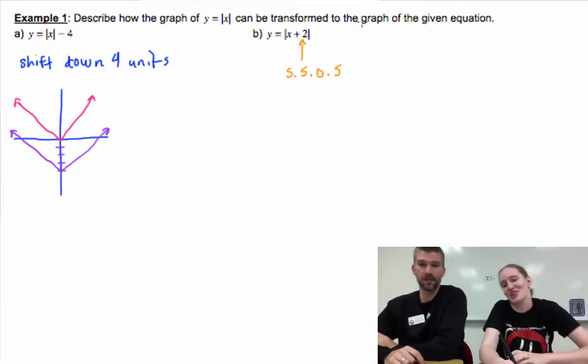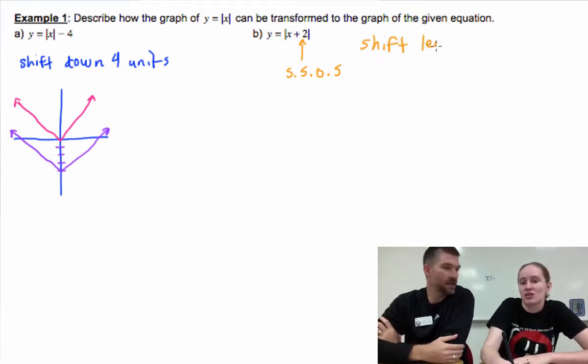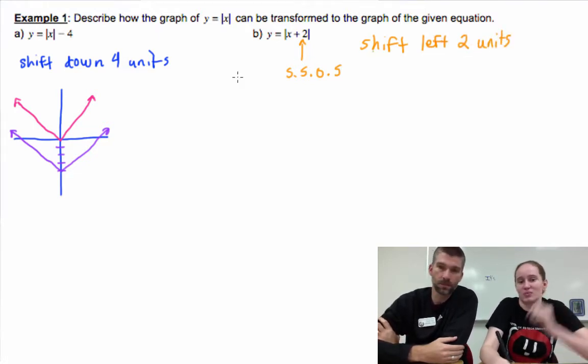Everybody go to the left. Hey, isn't there a song about that? Shift left 2. No, that's not the name of the song. You're right. And you don't have to write units, but if you want to, you can.